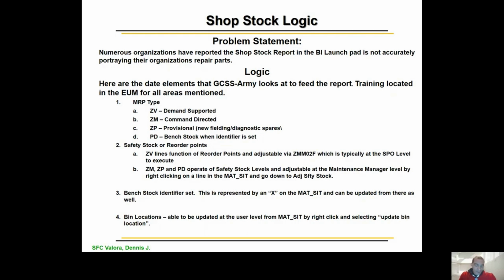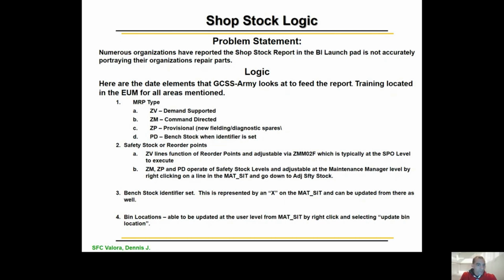which is your demand supported. Now these lines are based off demand analysis. So if you order a part, I believe it's 3 times within 6 months, it becomes demand supported. So that's your ZV lines. Your command directed lines are the lines that your commander says, hey, we've got to stock this. This is what I want.